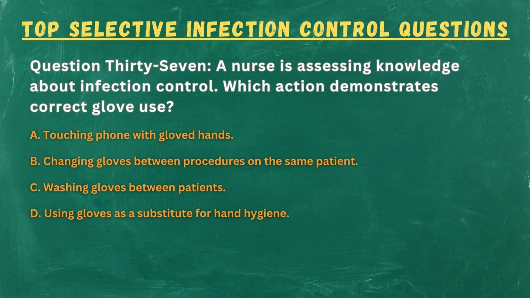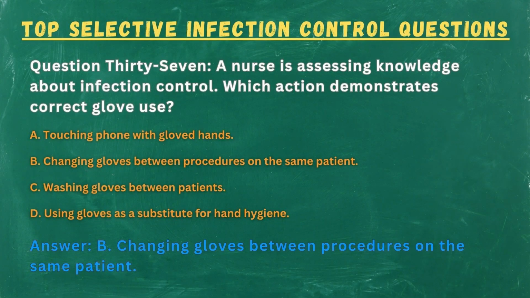Question 37. A nurse is assessing knowledge about infection control. Which action demonstrates correct glove use? A. Touching phone with gloved hands. B. Changing gloves between procedures on the same patient. C. Washing gloves between patients. D. Using gloves as a substitute for hand hygiene. Answer: B. Changing gloves between procedures on the same patient.